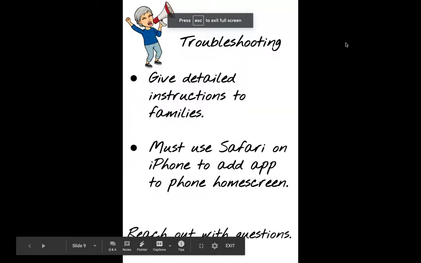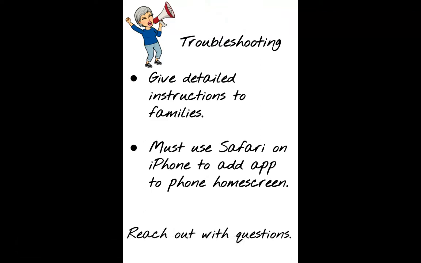Bada bing. A few troubleshooting kinds of things. You're going to want to give detailed instructions to families on how to save the link to their home screen. Android, it's pretty easy, but the one thing you really need to make sure parents understand about iPhone is that it will only work if they're in Safari. If they are in Google Chrome, there's no way that I found that you can save a website to your home screen on an iPhone. Maybe on a newer iPhone you can, but on mine, I had to be in Safari. So that's super, super important for them to understand.